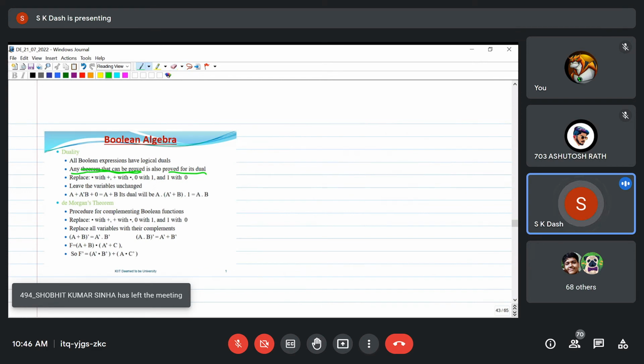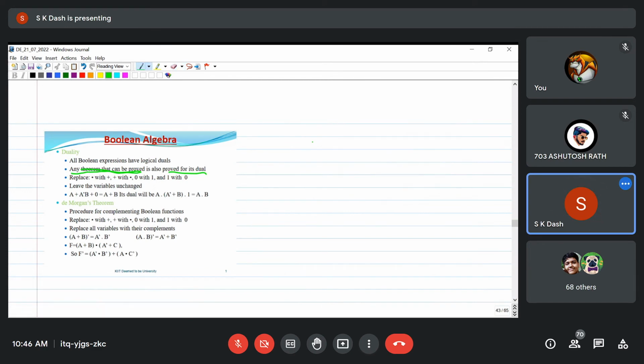Now suppose a function f is a dot b plus a bar dot c plus b bar plus c plus d. So what will be its dual?